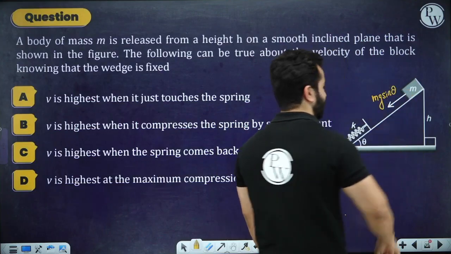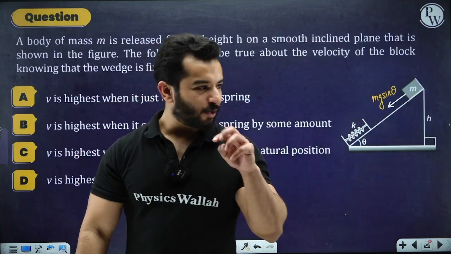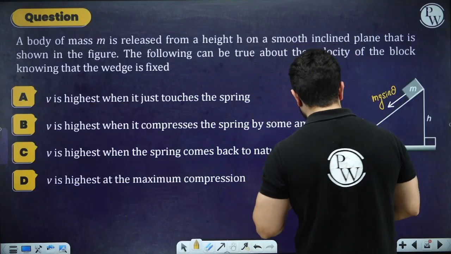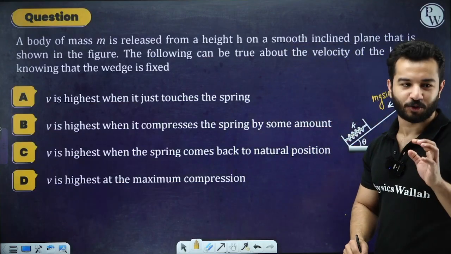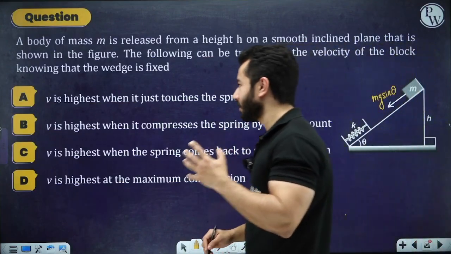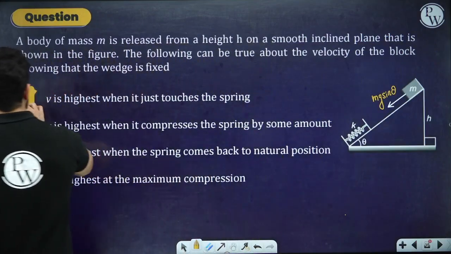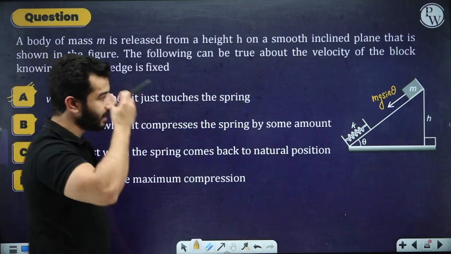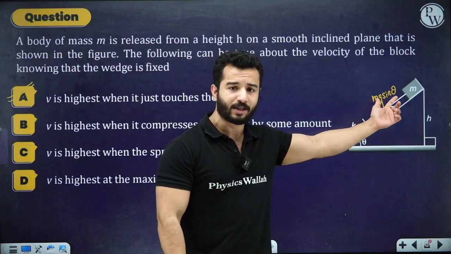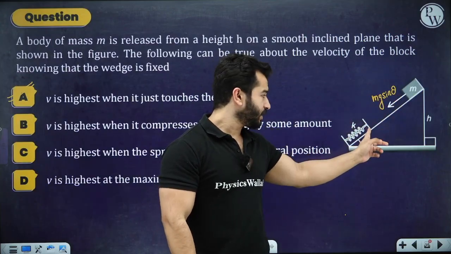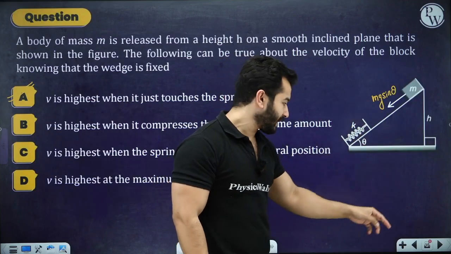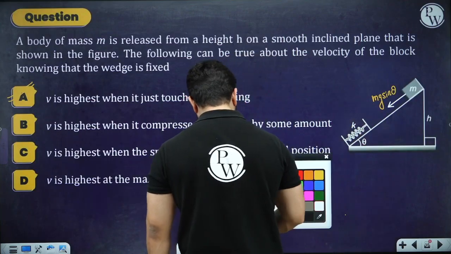Right? Because of this mg sin theta, it will actually speed up, and it will speed up till which point, that is what the question is. Now usually what students do in this one is they actually select option A. The reason is they say that okay, mg sin theta will be there till it reaches this point, and after this a spring force will start to act in the opposite direction, something like this.